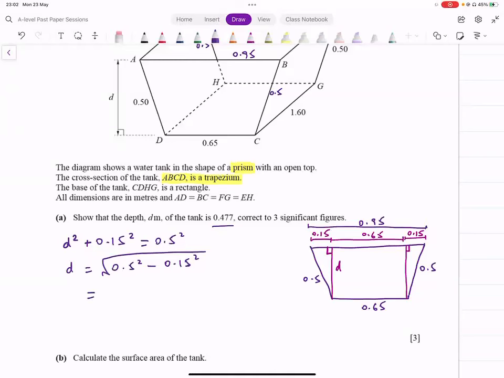So the working actually कुछ नहीं है, वो बहुत straightforward है, बस सोचने के इसमें marks है. 0.5 square minus 0.15 square, square root of that, and that gives me 0.477 to 3 significant figures. ठीक है, that's the value of D and that's what we had to prove. यहाँ पे आपने prove करना था.